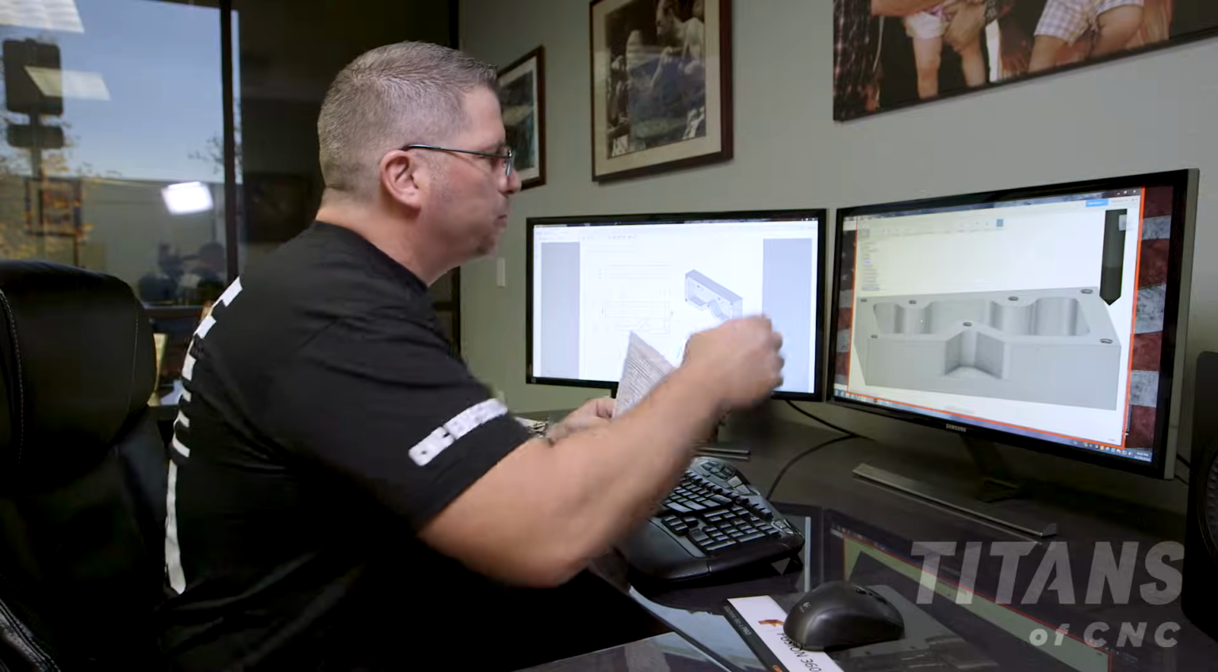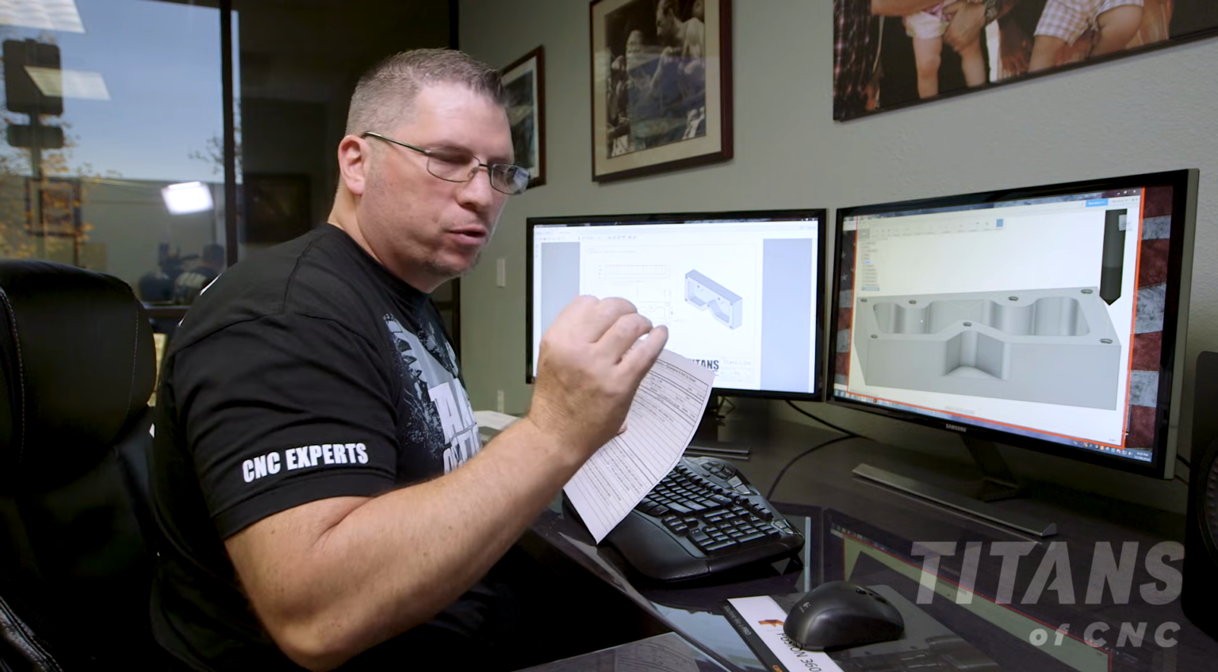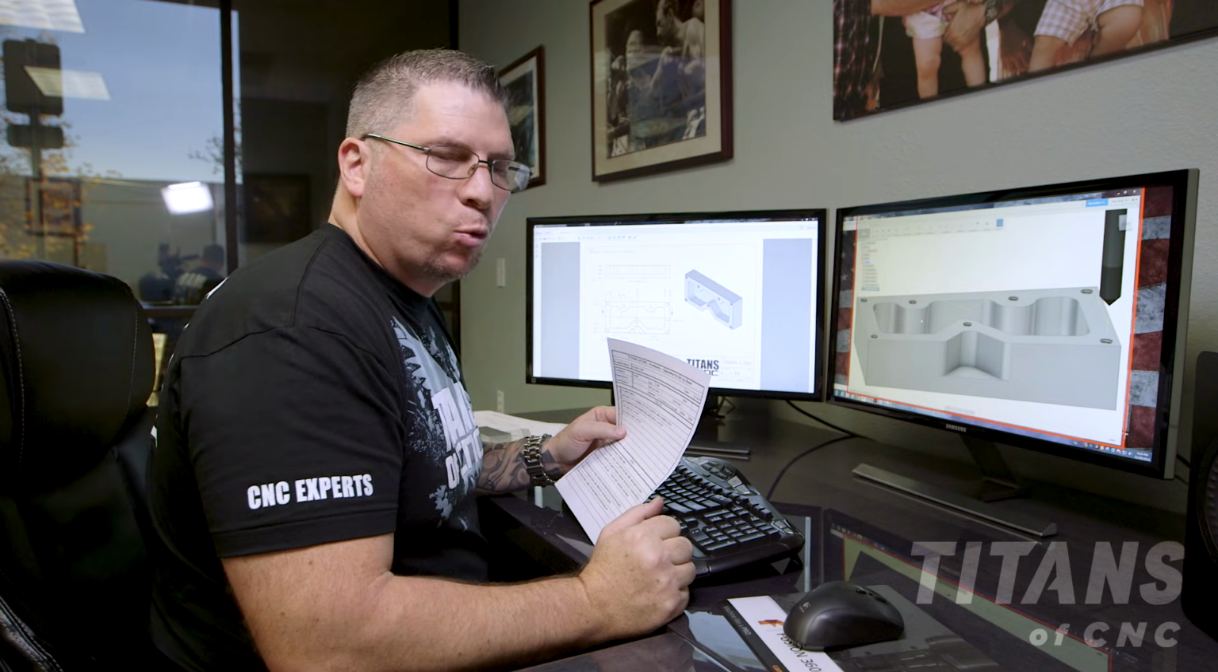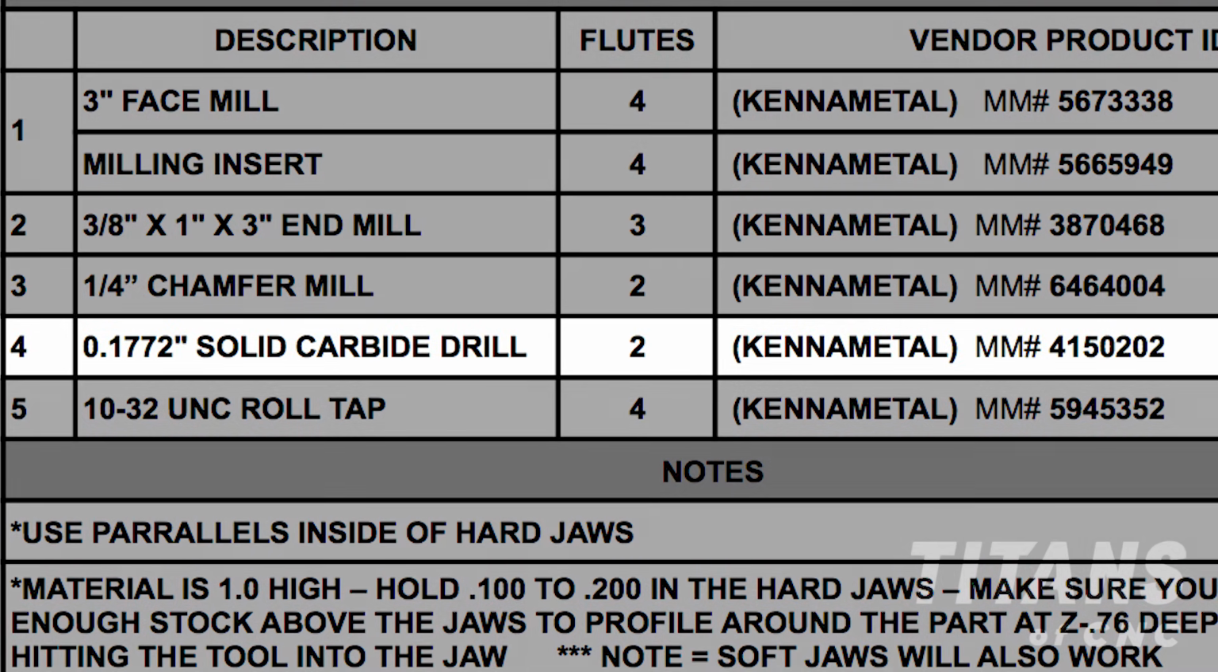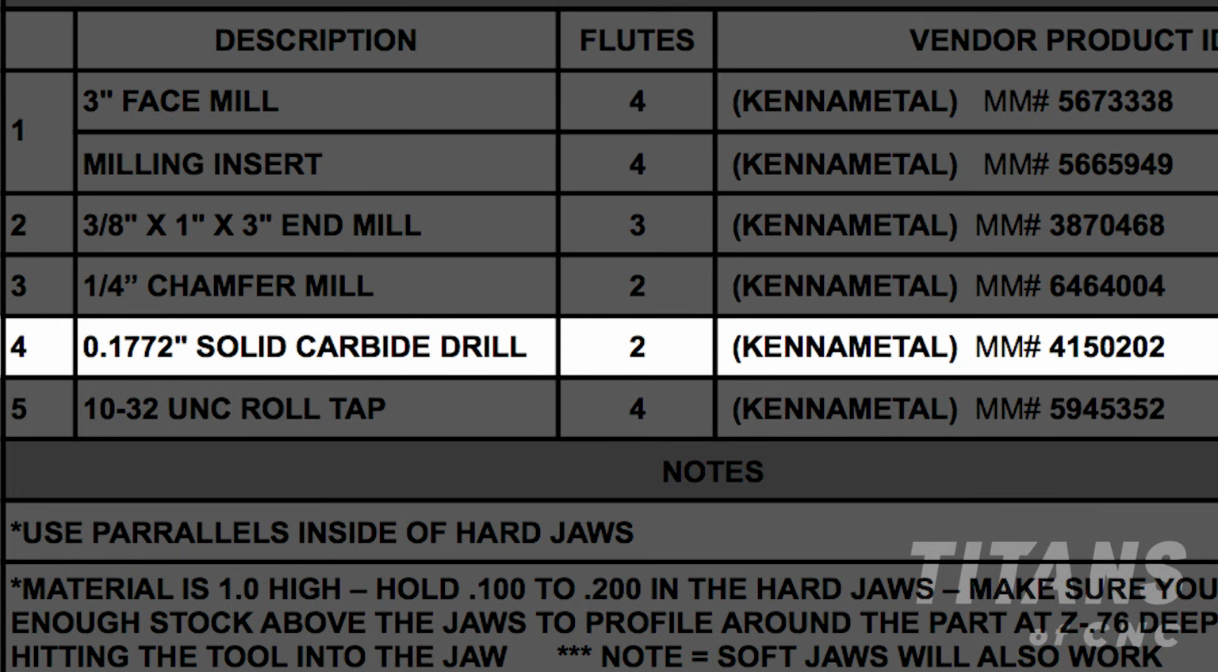All right, so now that we spotted each hole to make way for the drill, so the drill goes in nice and straight, we're actually going to program the drill. It's tool number 4 on your setup sheet. It's a .177 drill, which is the pre-drill size for the thread.